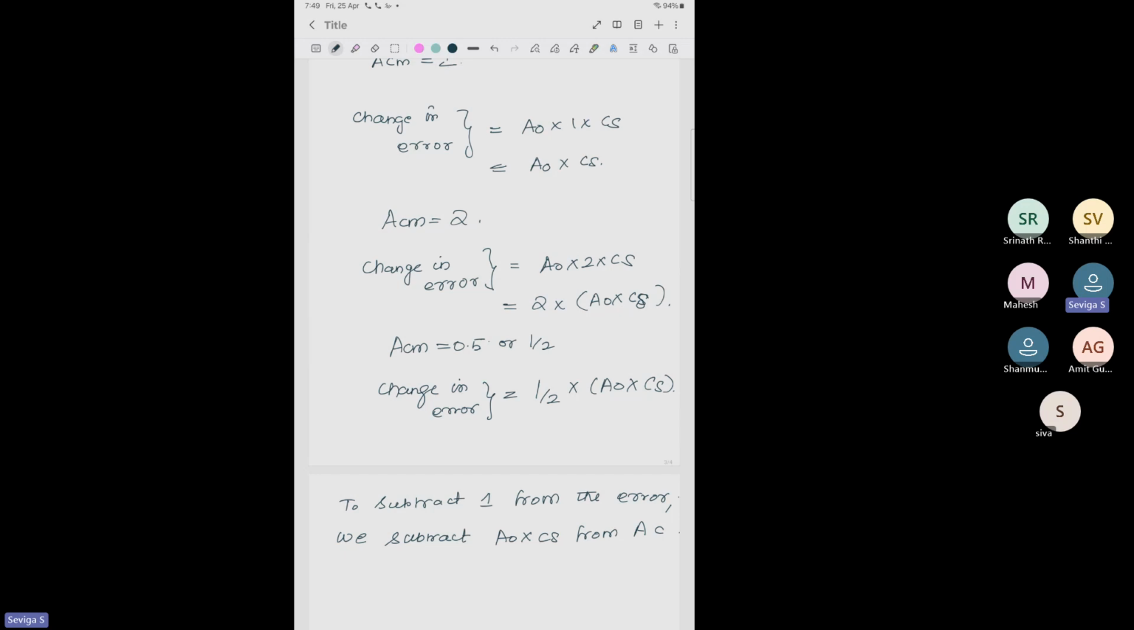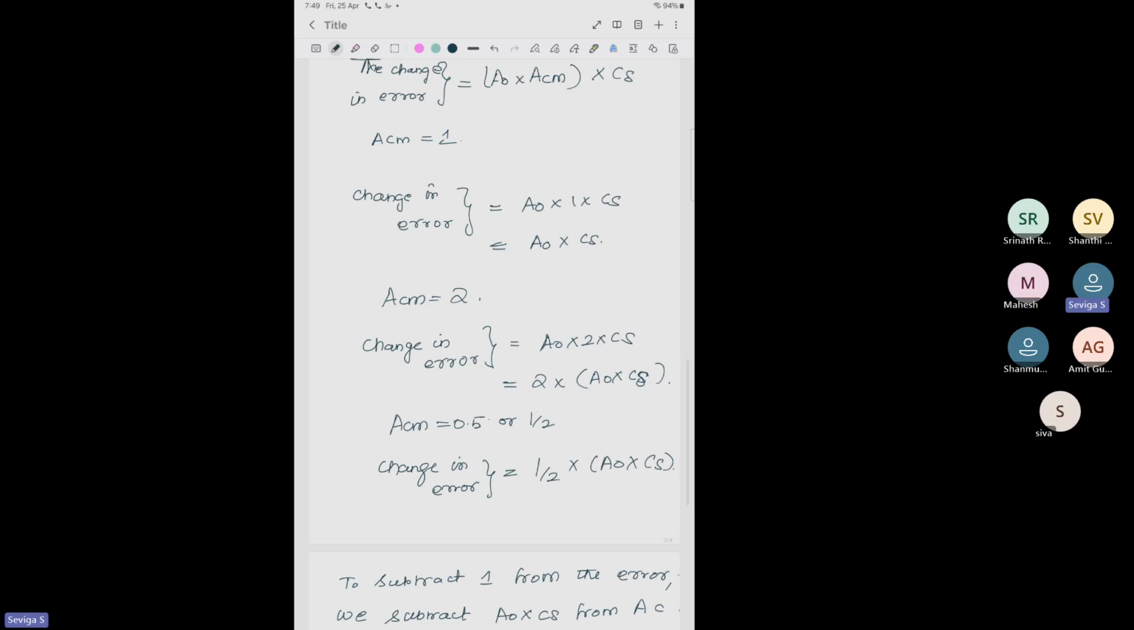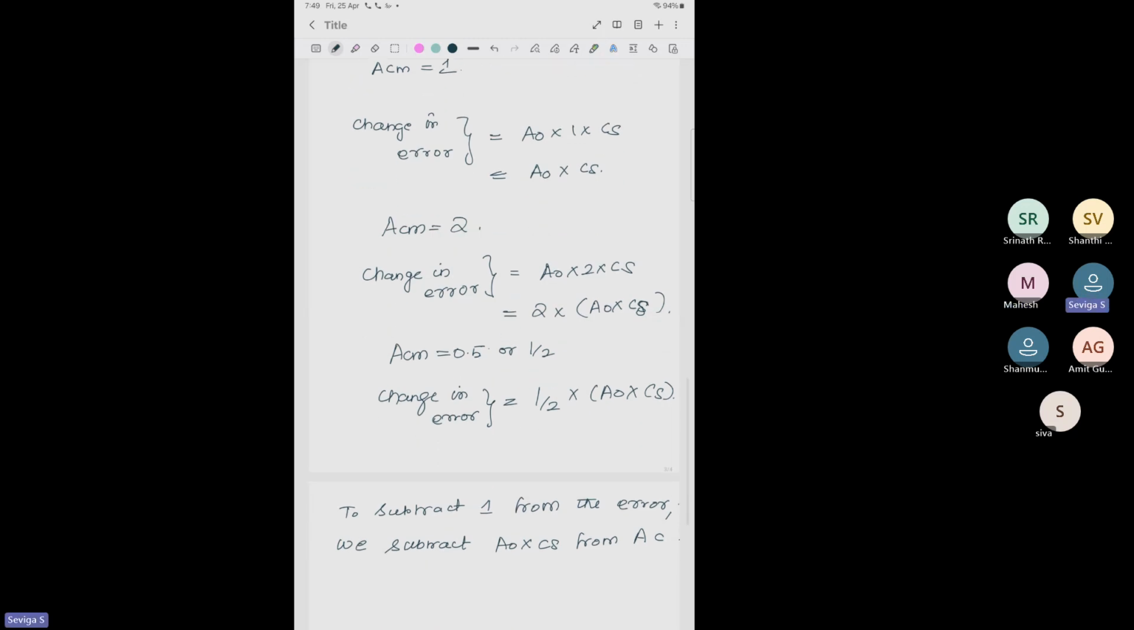So the change in error is how much the error is going to change by. Previously, when you were adding weight 1, how much did the error change? The error changes by A naught into C delta. Yes, madam. Next time you change the weight by 0.5, so the error changes by half into C delta, that is, half of A naught into C delta. According to the weight, the error is changing.